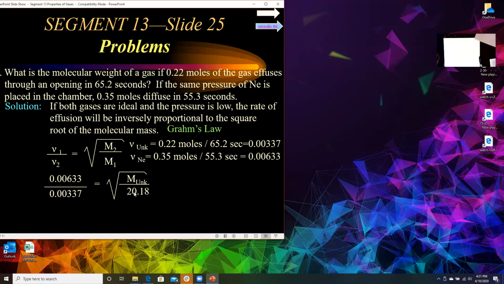Okay, so I put my numbers in. Here's the molecular weight for neon. I can solve for the molecular weight of the unknown. I get 71. So I have set this up correctly because the molecular weight of 71 is greater than 20.18. We expect the lighter molecule to travel faster than the heavier one.